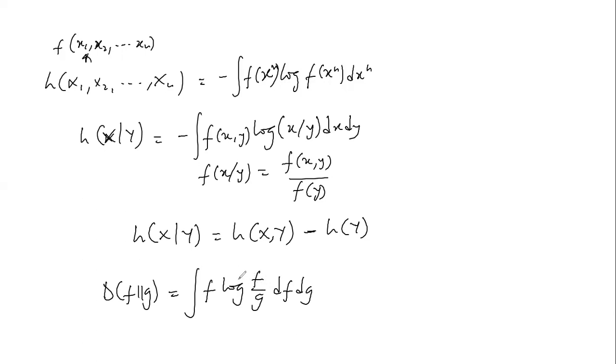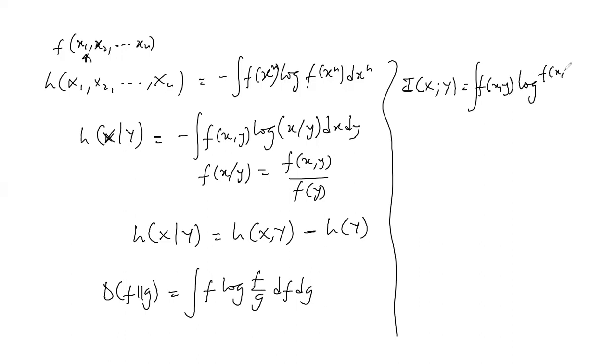And you should note that the relative entropy is finite only if the support set of F is contained in the support set of G, okay? So if the support set of F is not contained in that of G, then this will be infinite. And also the mutual information follows directly from this, which is the integral of the joint distribution times log of the joint over the product f(x) f(y), dx dy.